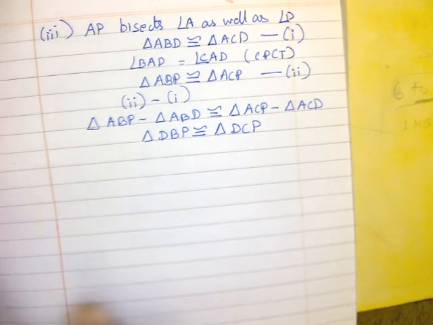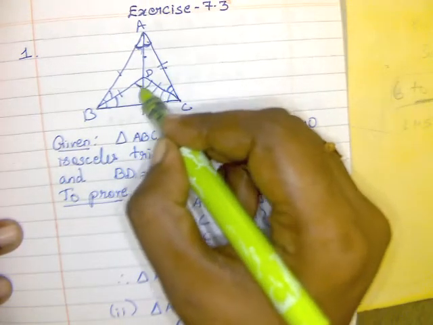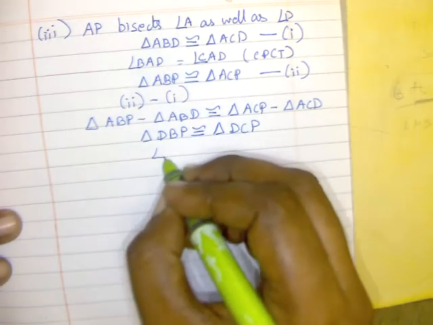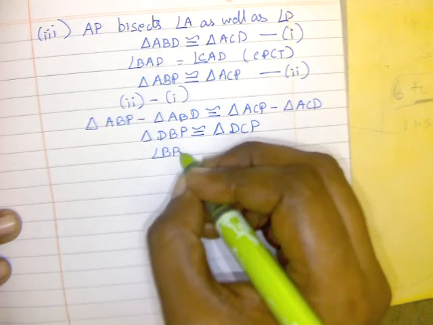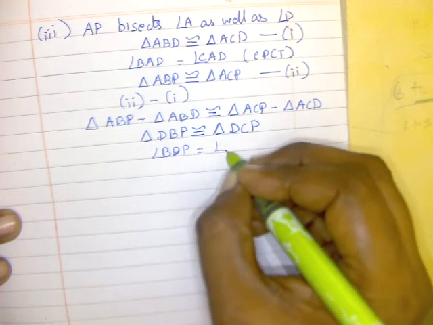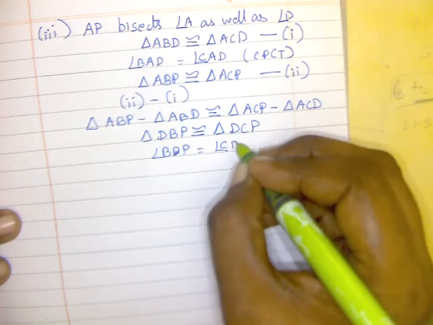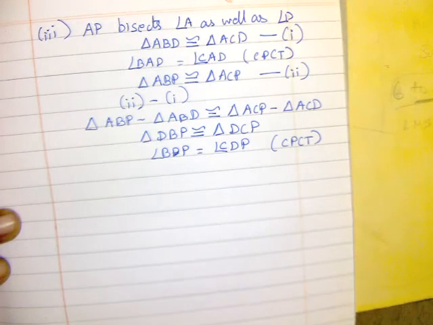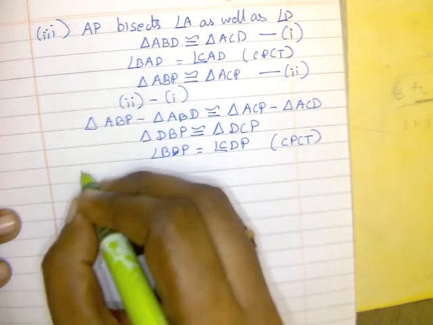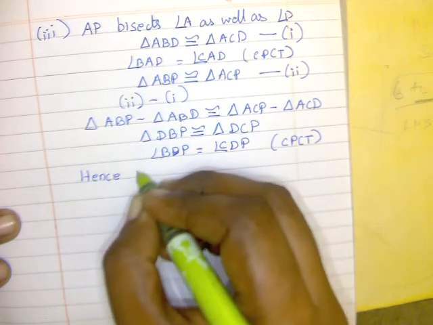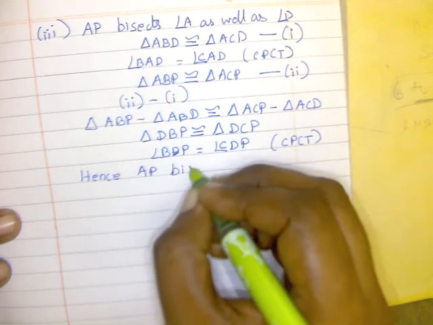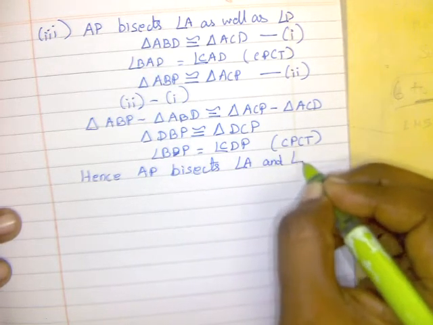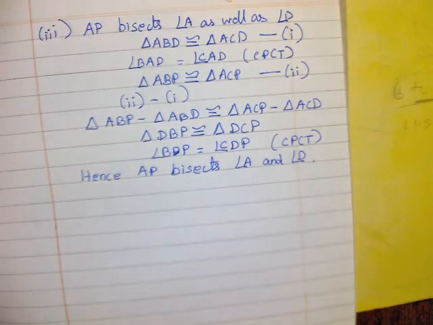Okay, now I said the two triangles are congruent, which means these two angles are equal by CPCT. Am I right? So what can I write now? Angle BDP is equal to angle CDP. This is CPCT. Okay. Now what can we write here? Hence AP bisects angle A and angle D. Okay, right? AP bisects angle A and D.